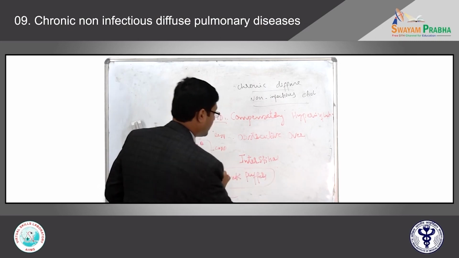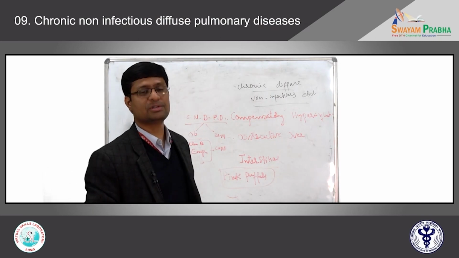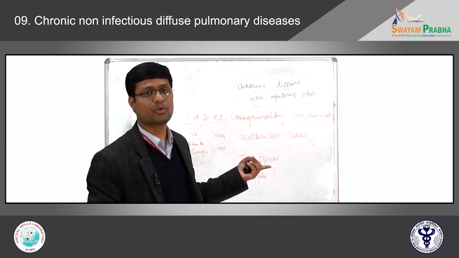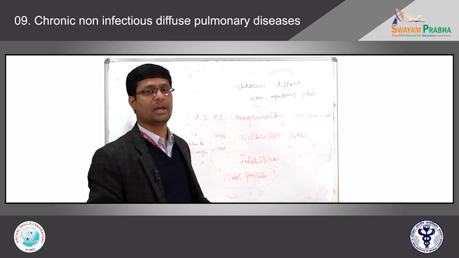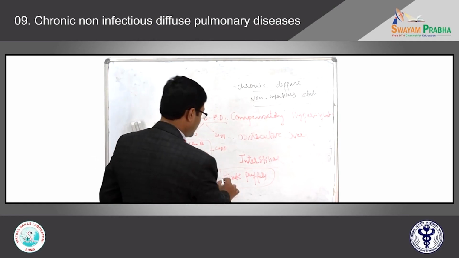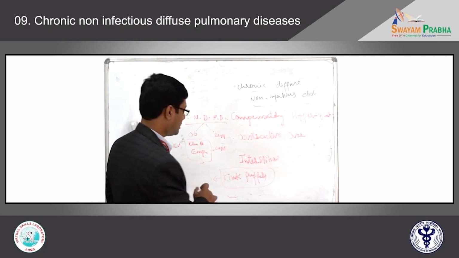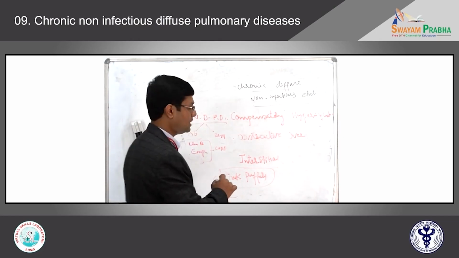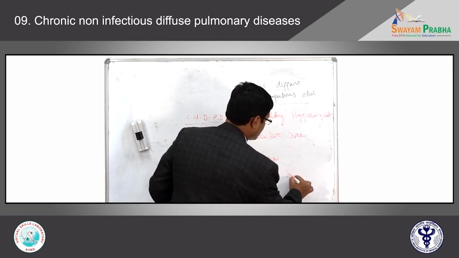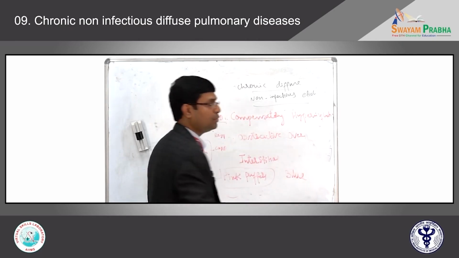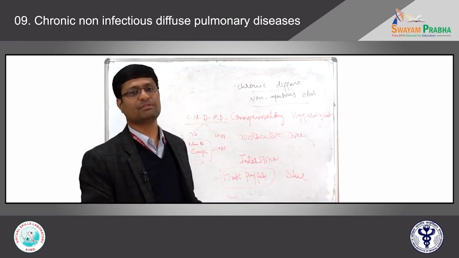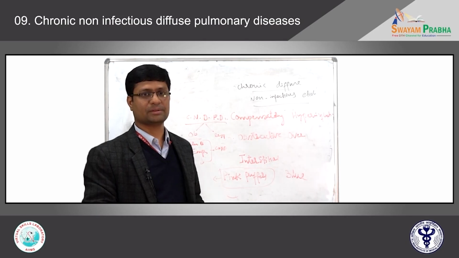Pink puffers, when compared to blue bloaters that are seen in chronic bronchitis. I am going to talk about chronic bronchitis in my next lecture. Okay, pink puffers are the patients seen in predominant emphysema, I should say, and blue bloaters are predominantly seen in chronic bronchitis, right? Thank you.